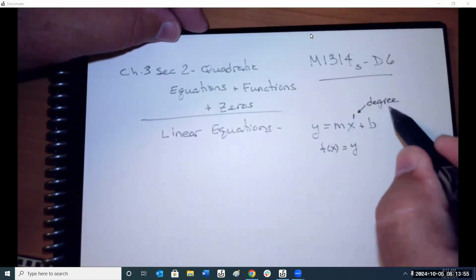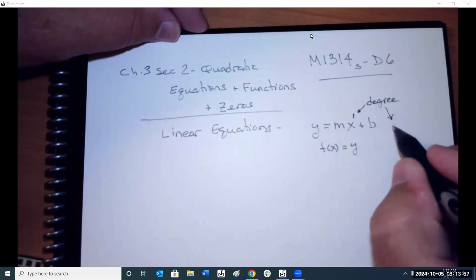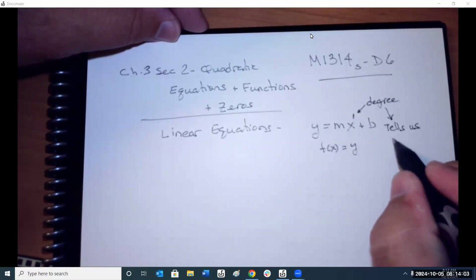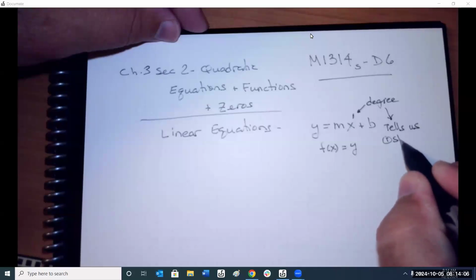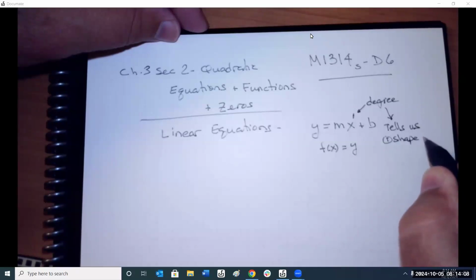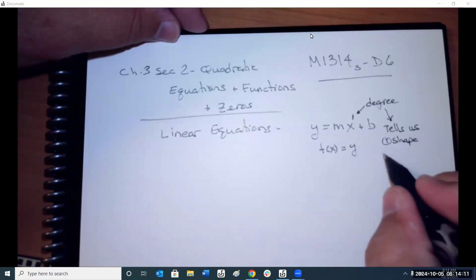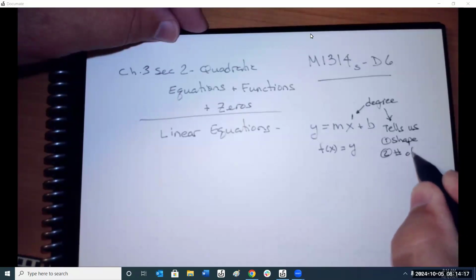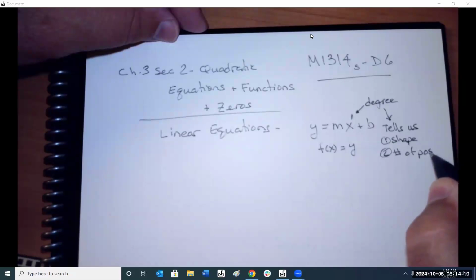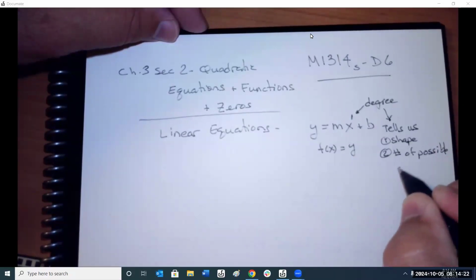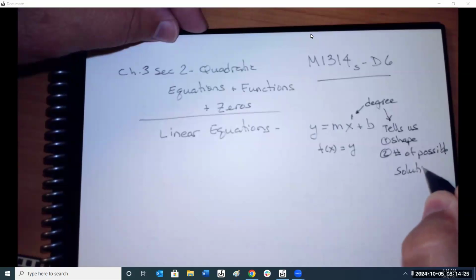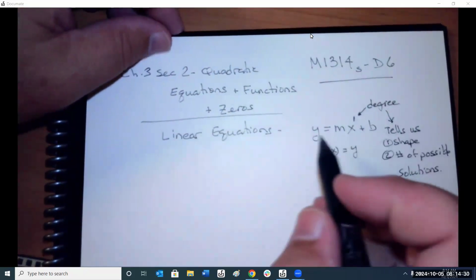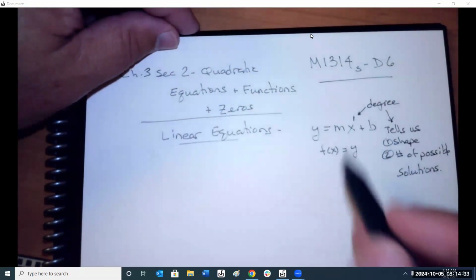Now, what does the degree tell us? It tells us the shape of the graph of the function, and it tells us the number of possible solutions. So that's what we're looking at with linear equations.